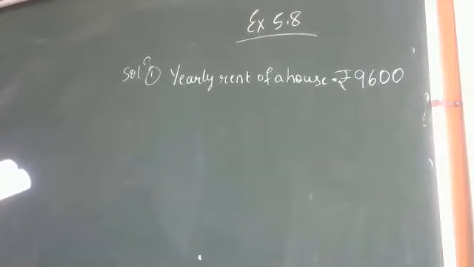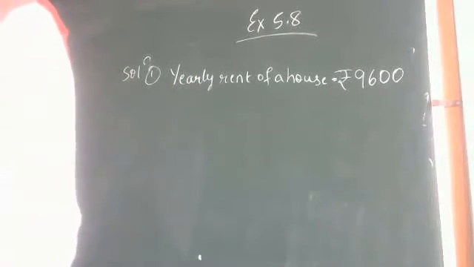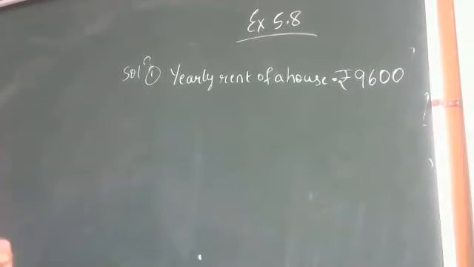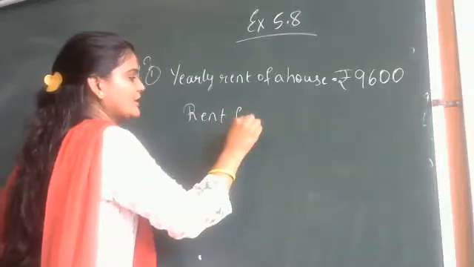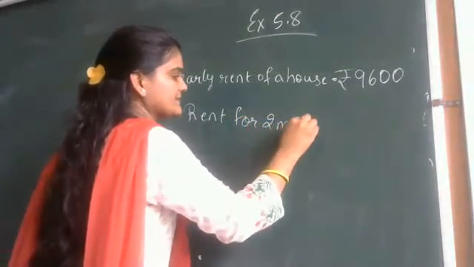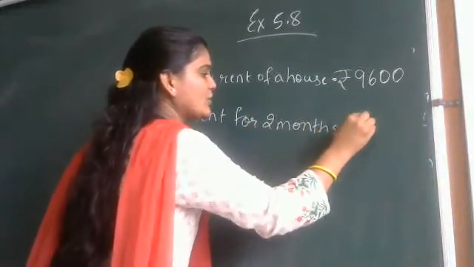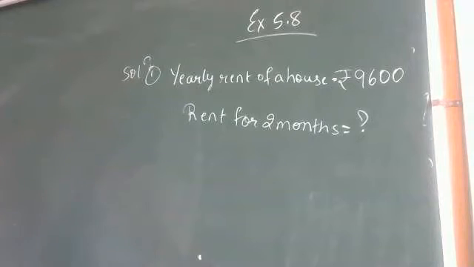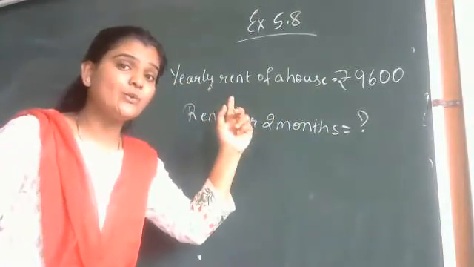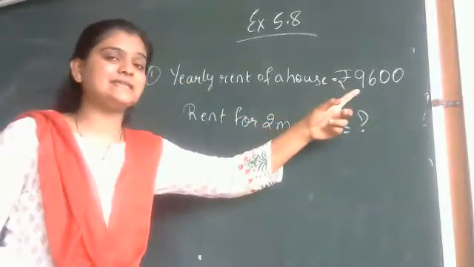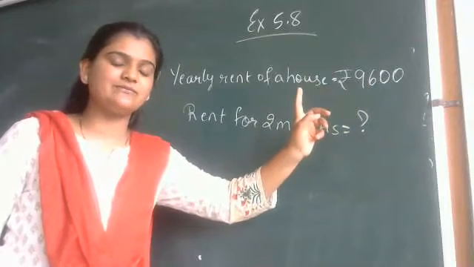No, ma'am. Okay. Next, if Lena wants to rent the house for only 2 months, the rent for 2 months is what we need to calculate. Yes, this is what we will have to find out. For that, yearly rent of a house means for 12 months it is 9,600. Do you agree with this?